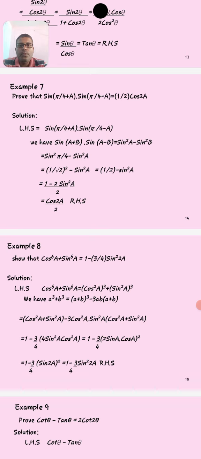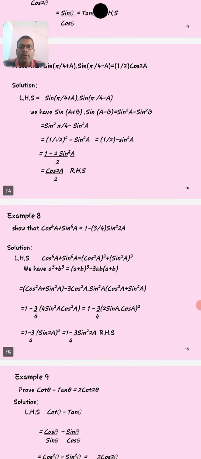Sin square pi by 4 minus sin square a we get. We know that sin pi by 4 is sin 45 degrees, and the sin 45 value is 1 by root 2. So in the place of sin square pi by 4 we write 1 by root 2 whole square minus sin square a, which means we get 1 by 2 minus sin square a. Now we can do the simplification: we get 1 minus 2 sin square a by 2. 1 minus 2 sin square a is equal to cos 2a using the multiple angle formula. So we get cos 2a by 2, which is the RHS 1 by 2 cos 2a.